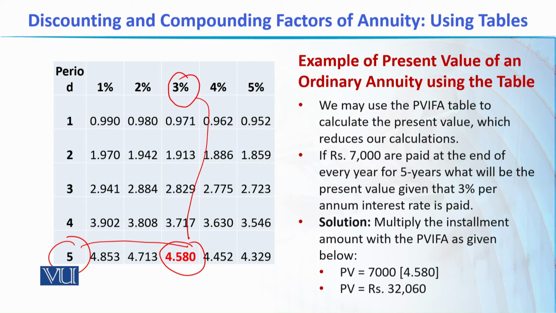Similarly, using the table, we can calculate the present value of any installment considering the rate of interest and the number of years. For example, if the interest rate is 5% and the number of years or installments is 2, then this is the value that we'll use to multiply and get the present value.